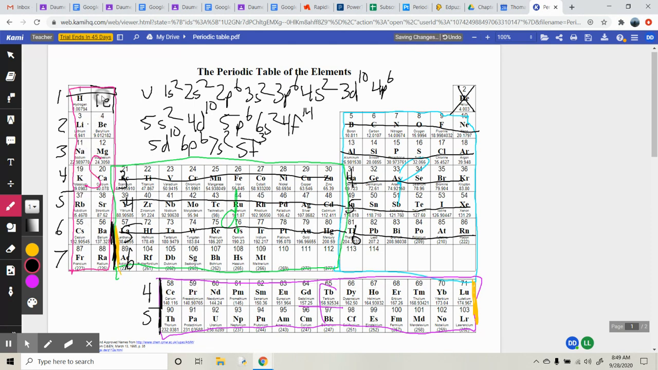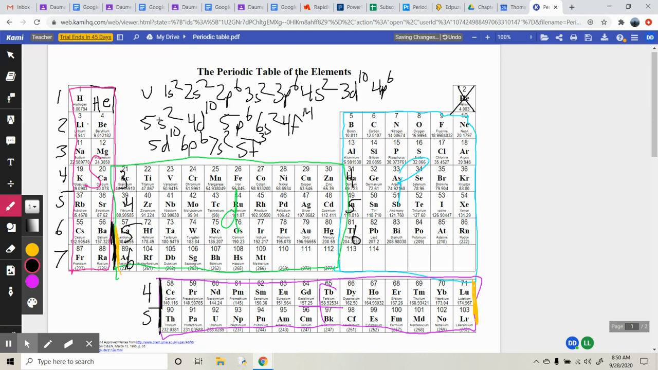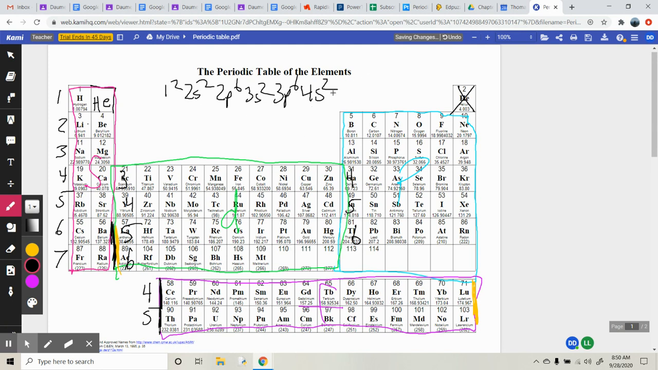Okay, hopefully that made sense. And now let me show you a shortcut. Chemists got tired of writing out these extremely long electron configurations, so they devised a shortcut, which is called the noble gas configuration. Now, if I tell you to do a noble gas configuration, you can do it. But most of the time, if I say do an electron configuration, I mean do the full version. I'll tell you when to do a noble gas configuration.